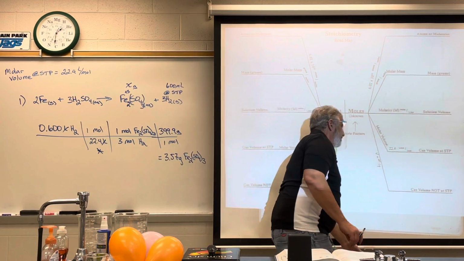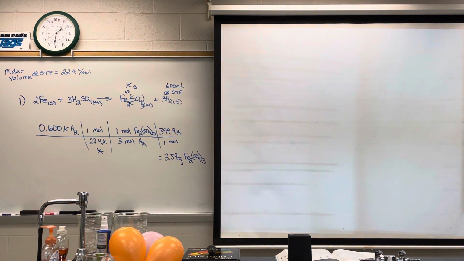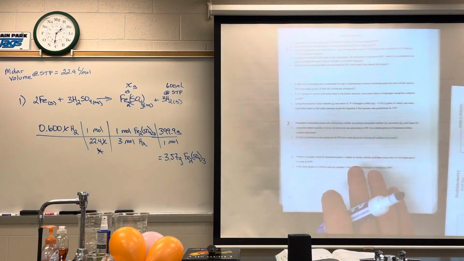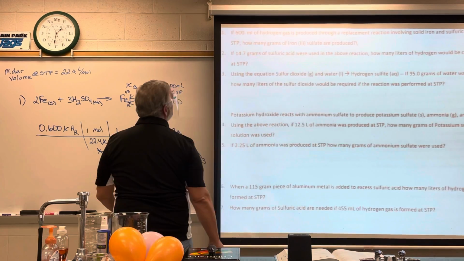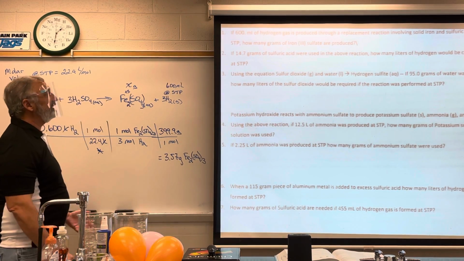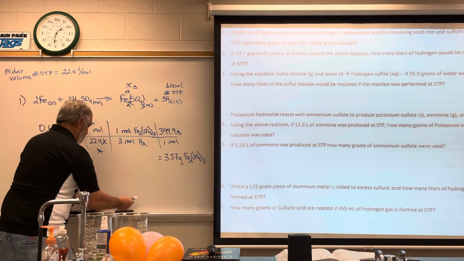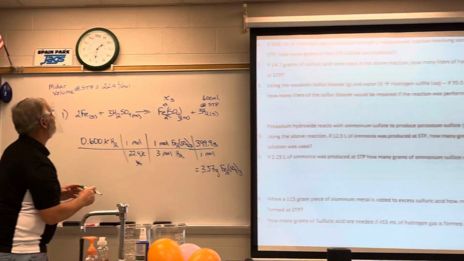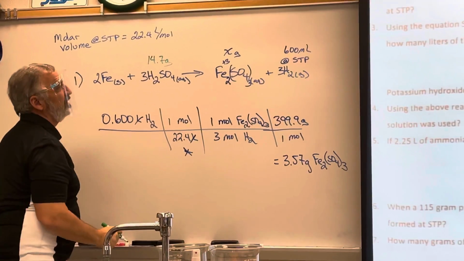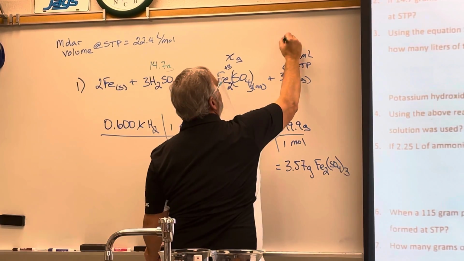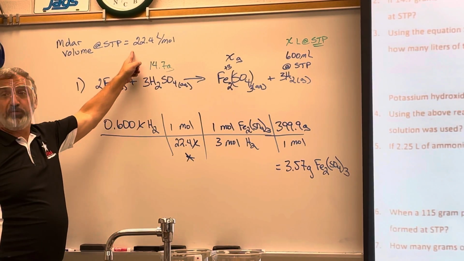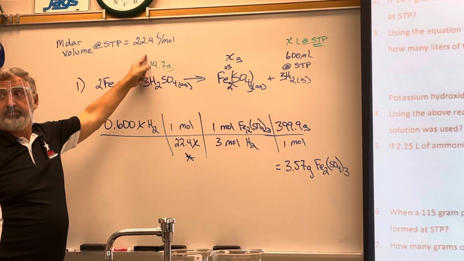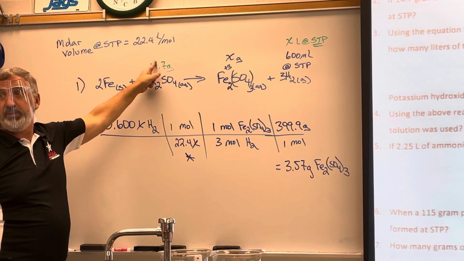Okay, so let's look at another one, just because these are fun. All right, so now let's look at number 2. 14.7 grams of sulfuric acid were used in the above reaction. How many liters of hydrogen could be collected then? So we have the same reaction, but this time we have 14.7 grams of sulfuric acid. We want to know how many liters of hydrogen, X liters, at STP. And as soon as you see STP, 22.4 starts ringing in your head. 22.4 STP. STP 22.4.